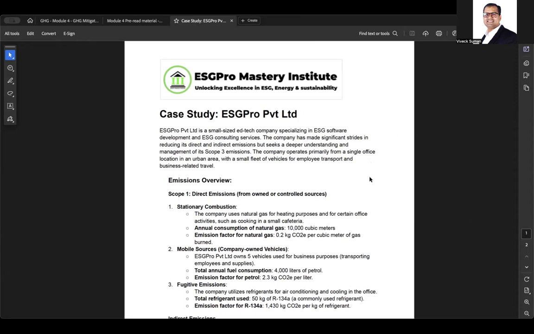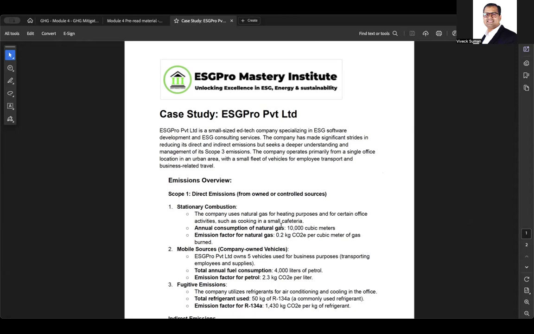Number one, the stationary combustion. The company uses natural gas for heating purposes and for certain office activities such as cooking in a small cafeteria. The annual consumption of natural gas is about 10,000 cubic meters. Emission factor for natural gas is 0.2 kg CO2 equivalent per cubic meter of gas burned. That's the first one, stationary combustion.